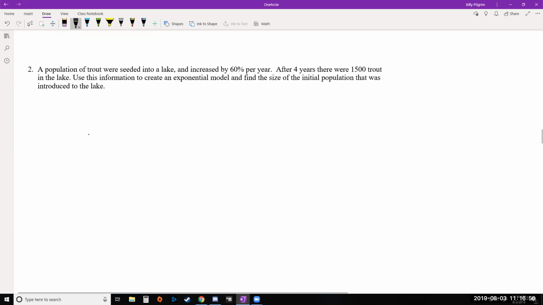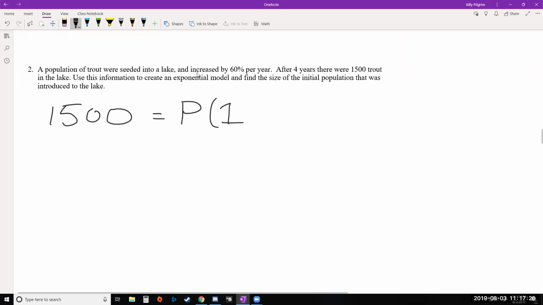So we're looking for P, and we actually know what A is, right? It says 4 years after there were 1,500 trout, so our A value is 1,500. Let's go ahead and just plug into the equation, starting with A, we have 1,500. That is our future value. We're looking for the initial population, which is P. Population and compound interest, by the way, are the two most common applications of exponential growth. So this is our population example.